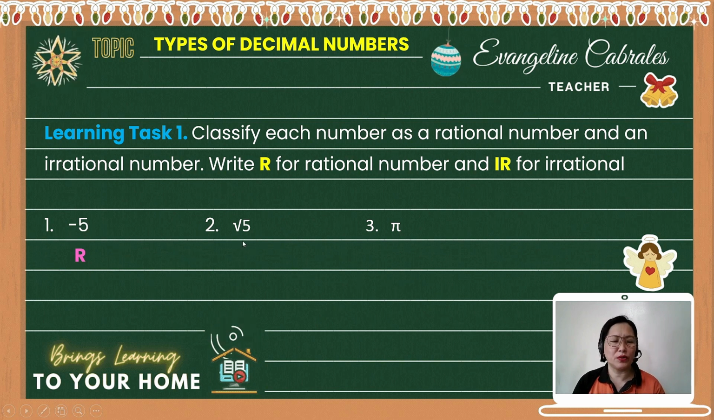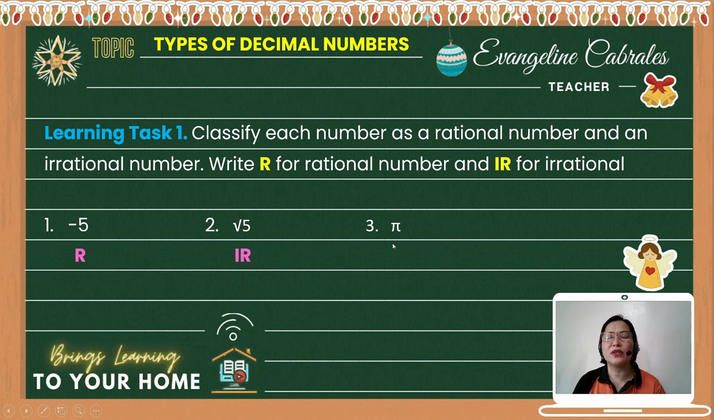How about number 2? Square root of 5. Siya ba ay perfect square? Ang square root of 5 ba ay magkakaroon ng sagot na perfect square? What's your answer? Correct. It's an irrational number dahil ang equivalent niyan ay endless o walang katapusan na hindi umuulit.